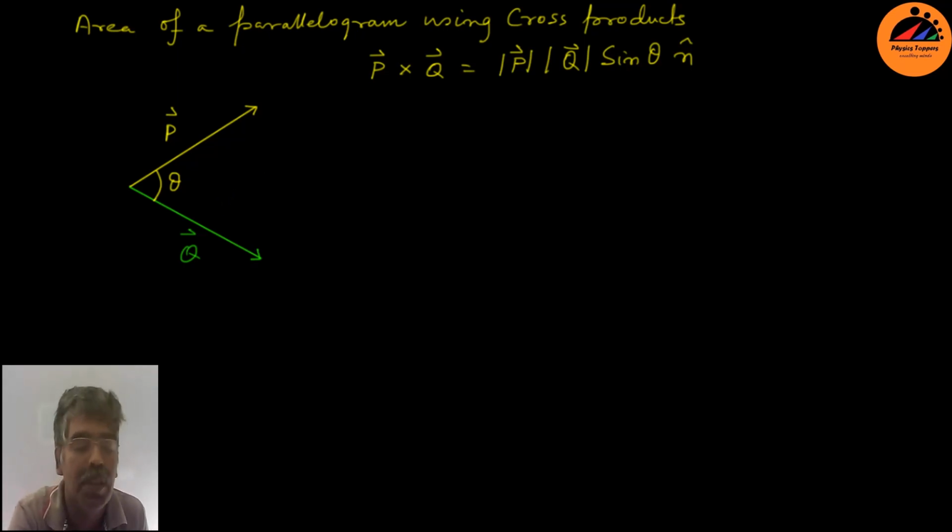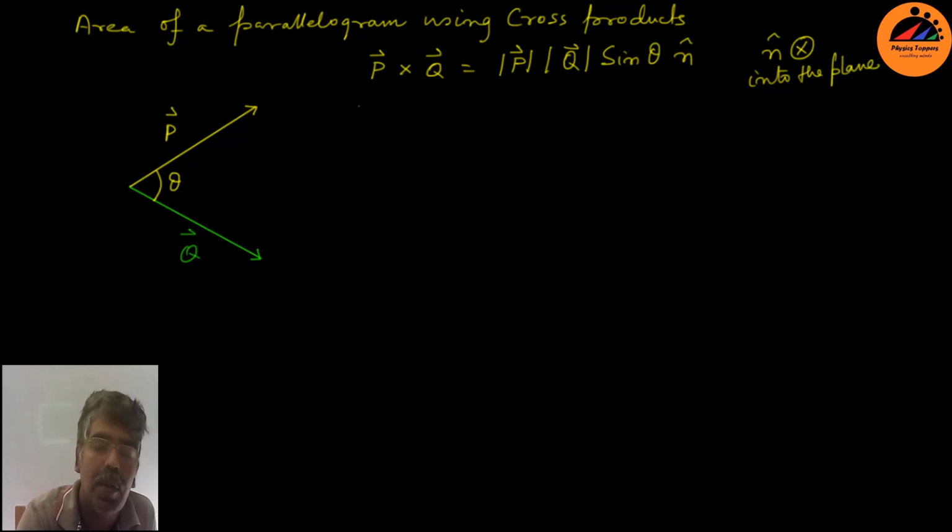If you see my previous video, the rule of cross product is you have to rotate the first vector through the shorter angle, so as to coincide with the second vector. So p is the first vector, q is the second vector, and n cap is into the plane of the board. If you take q cross p, then it would have been out of the plane of the board.